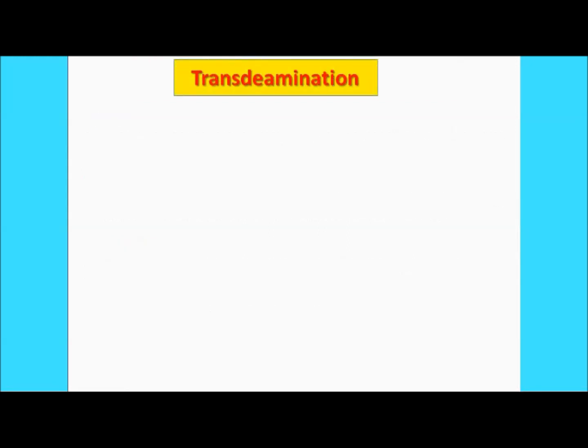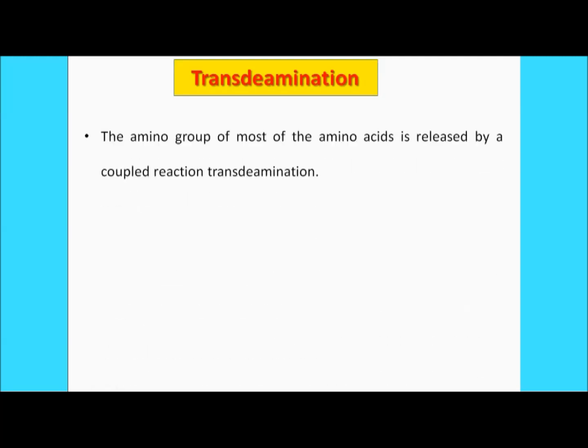Now the next part is transdeamination. Here what actually happens is that the amino group of most of the amino acids is released by a coupled reaction. This reaction is known as transdeamination. For example, if somebody asks you to define transdeamination, it is a simple process where the amino group of the amino acid is released by a coupled reaction, right? Now transamination is always followed by oxidative deamination.